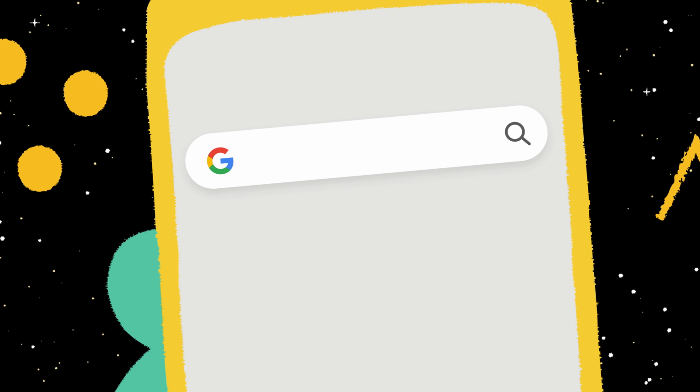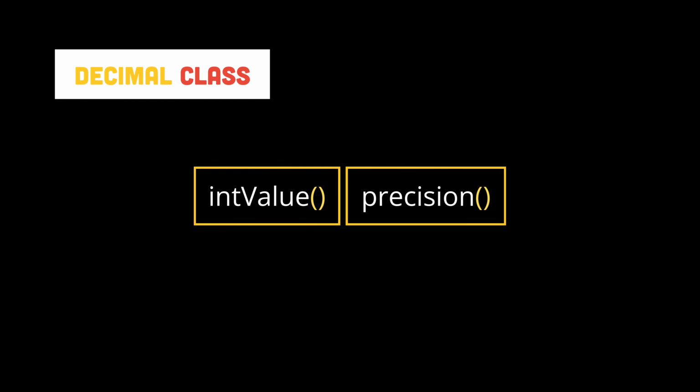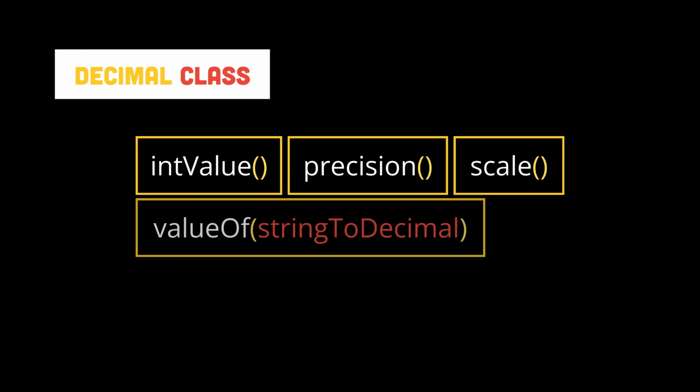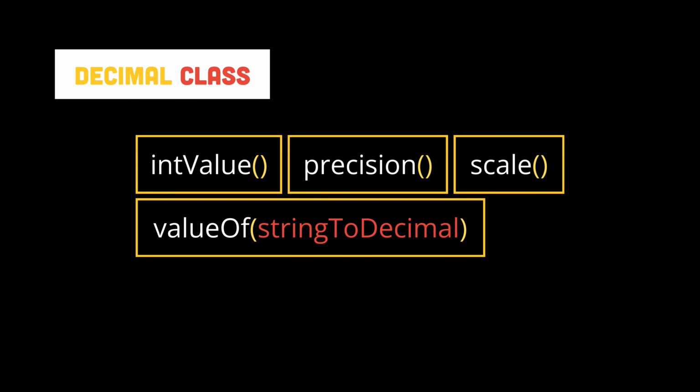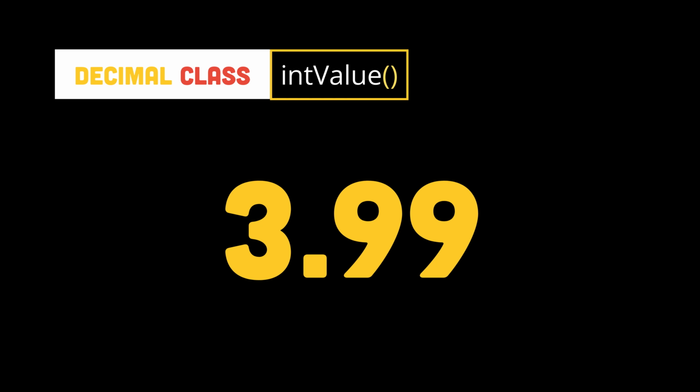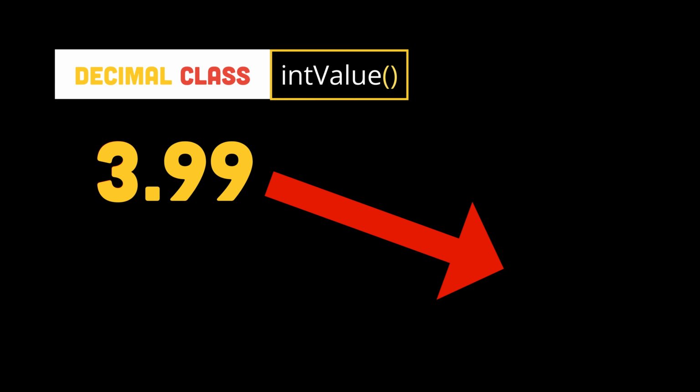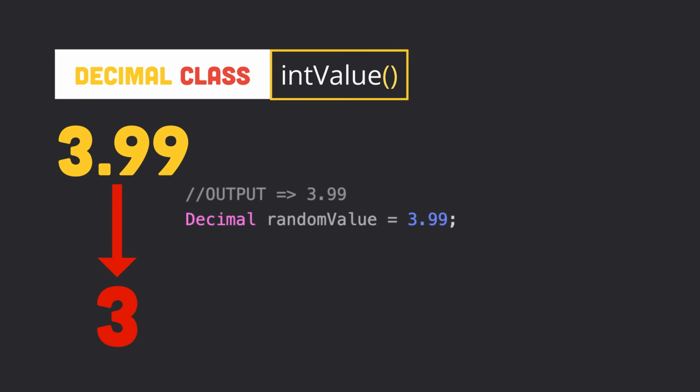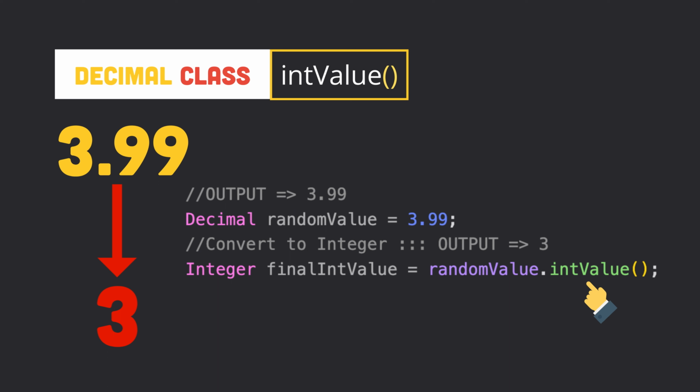Number 3. Decimal class in Apex. We will go through methods such as intValue, precision, scale, and valueOf method that accepts a string that needs to be converted into decimal. intValue is used to convert a decimal value into an integer by getting the values before the decimal point. For instance, here we have a random value of 3.99. To get the integer value, we use the intValue method on the random value variable that leaves us with the output of an integer.